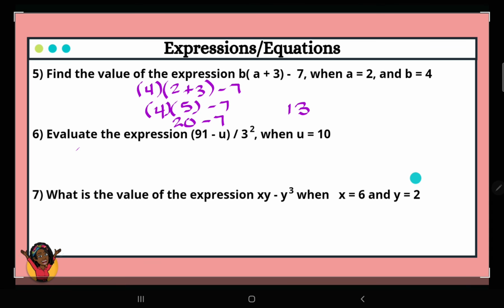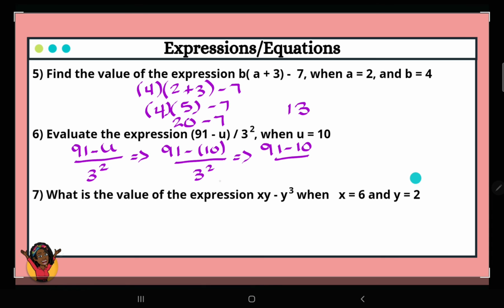Our next expression, 91 minus u divided by 3 squared. Fraction bars are like grouping symbols, so I have to do what's on top first, what's on the bottom, and then divide. So let's go ahead and substitute. So 91 minus 10 over 3 squared, and I can rewrite this without the parentheses because there's no multiplication there. And then 3 squared is 9. 91 minus 10 is 81. 81 divided by 9 is 9.